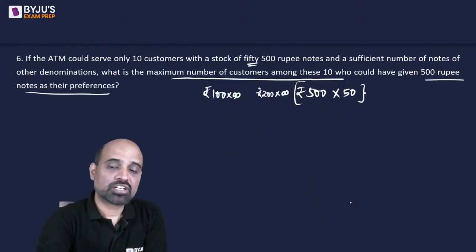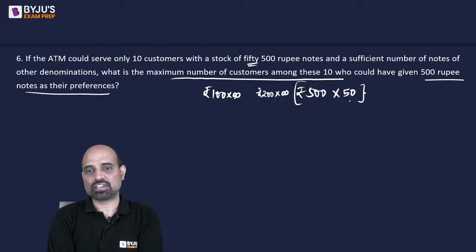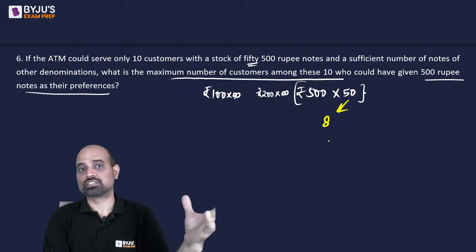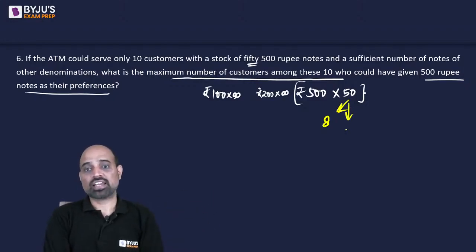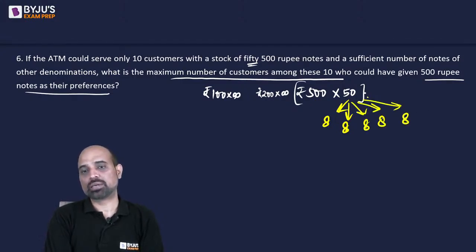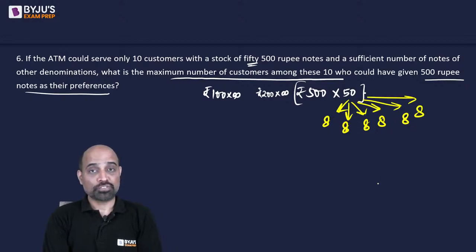So if you use that logic, can we say that of these 50, 8 notes whenever they go to one customer fulfill that customer's 500 rupee preference. Another 8 notes go to the next customer, 8 notes go to the next customer. And if this continues, how many customers will I be able to cater to out of these 50?